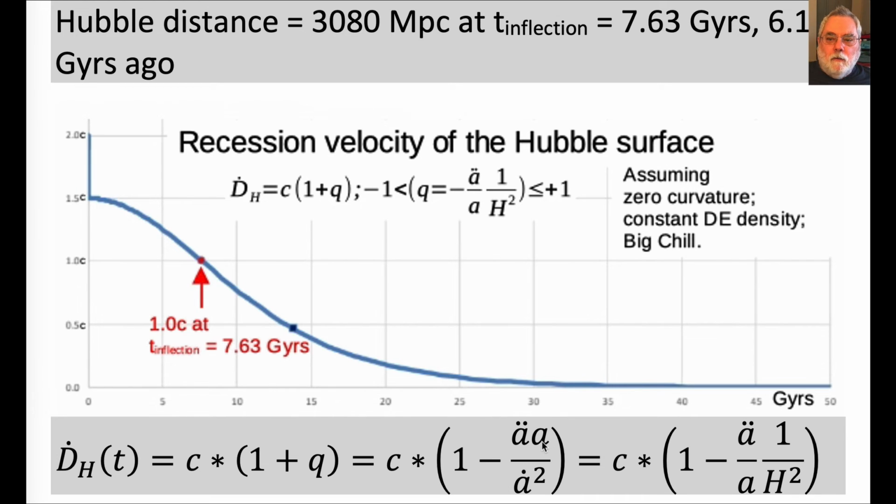Q was 0 at the inflection time 6.14 billion years ago, when expansion changed from decelerating to accelerating. The Hubble distance was 3080 megaparsecs at that time. The Hubble surface recession speed was exactly the speed of light. This is the red dot on the curve.